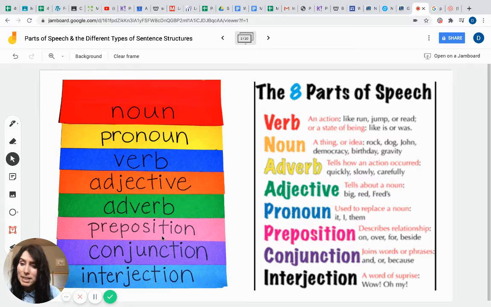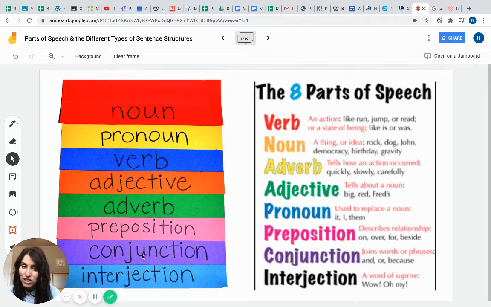What is a preposition? Tell me. What did you say? Did you say it describes relationships? You're right. It also describes locations. Is something on it, above it, to the side of it, between it, below it? Those are all prepositions, aren't they?